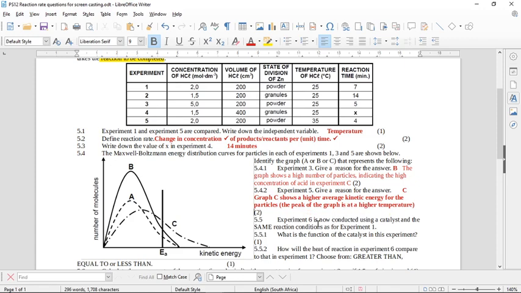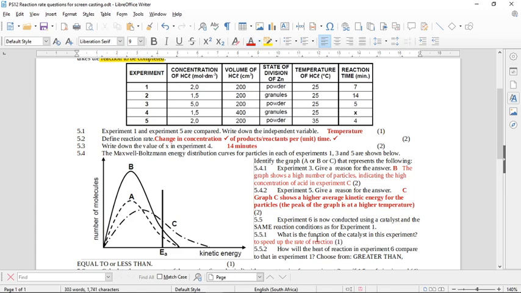Okay, it says to you, experiment 6 is now conducted using a catalyst and the same reaction conditions as for experiment 1. What is the function of the catalyst? What do we ever use a catalyst for? A catalyst is used to speed up the rate of reaction.